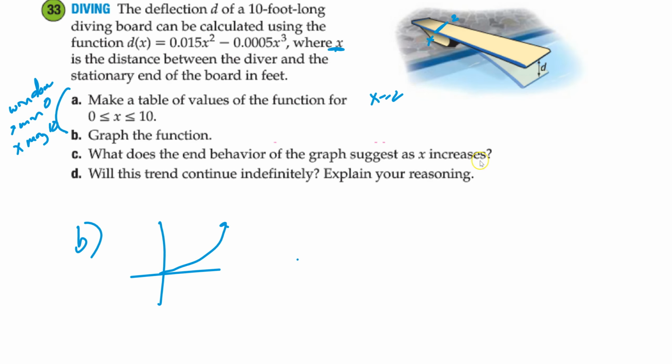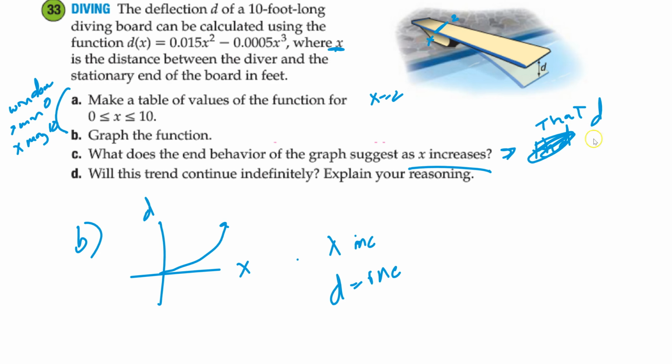What does the end behavior of the graph suggest as x increases? Well, let's look at it, right? So here's x. Here is the distance along the board. Again, d is how floppy it gets. Based on the graph, as x increases, the floppiness increases. What does the end behavior of the graph suggest as x increases? That d will increase.